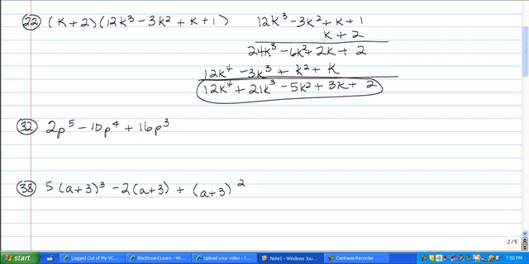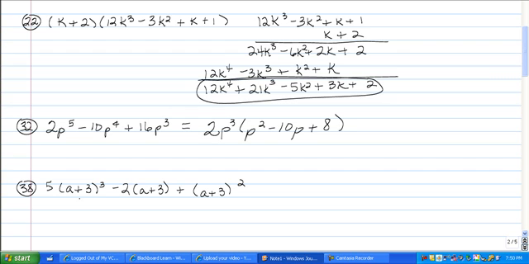Right now we're going the other way. We're factoring. We want to factor out the greatest common factor. 2, negative 10, and 16, it would be a 2. P to the third we can take out of all of those. So we get p squared minus 10p plus 8.